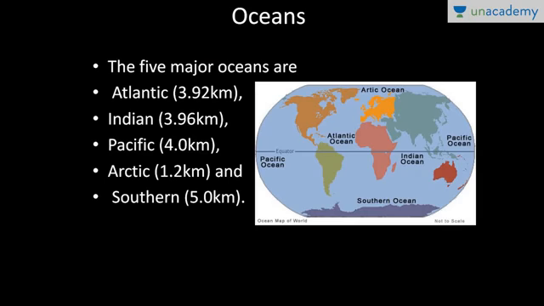Okay, now there are a total of five oceans. You can see here the first one, Pacific Ocean. This is the largest ocean. Atlantic Ocean, Indian Ocean, Arctic Ocean, and the fifth one is the Southern Ocean. These are the different depths of the five oceans.